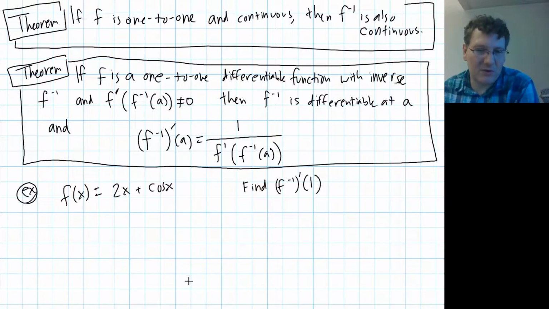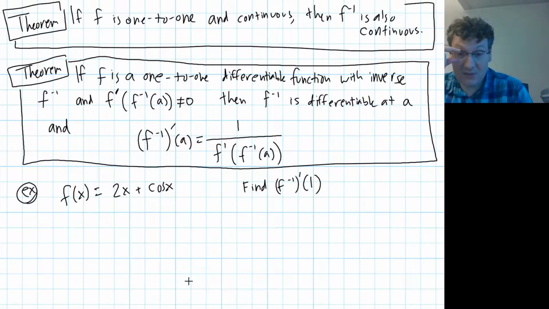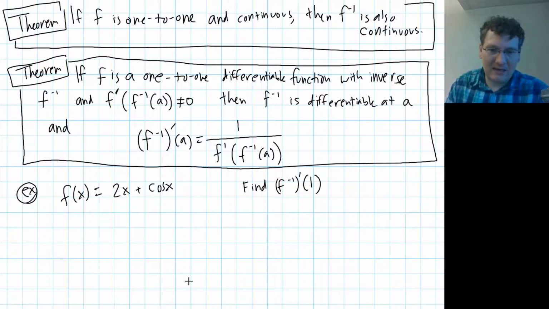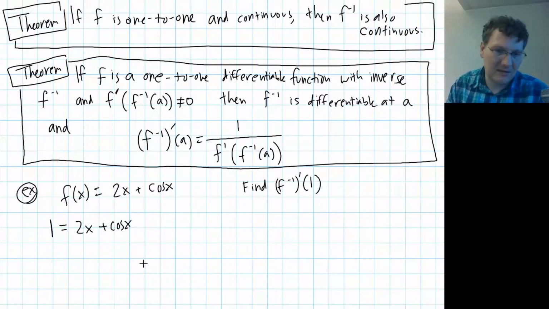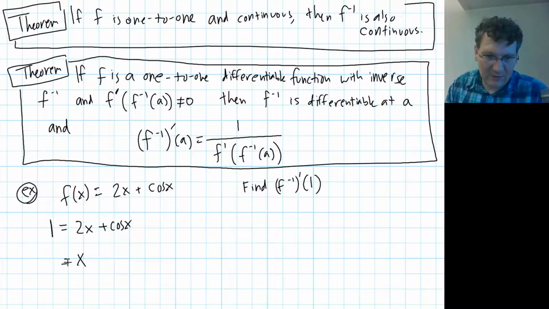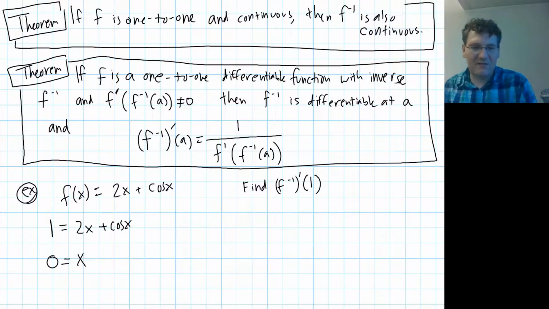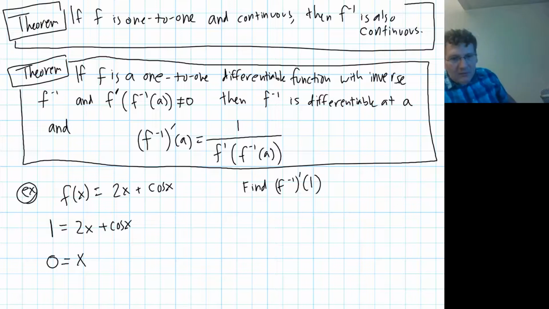Okay, so my function f of x is 2x plus cosine x, and I'm interested in finding the derivative of the inverse function at 1. So what I need to look at is what value of x is going to give me 1? 2x plus cosine x equals 1. You can solve this and you're going to get x equals 0, right? Because the cosine of 0 is 1. 2 times 0 is 0, so you get 0.